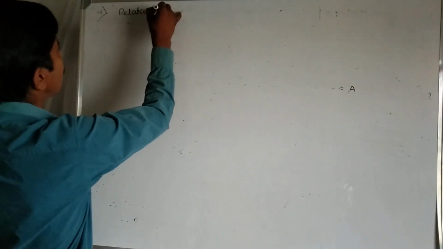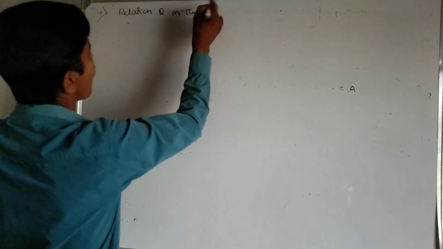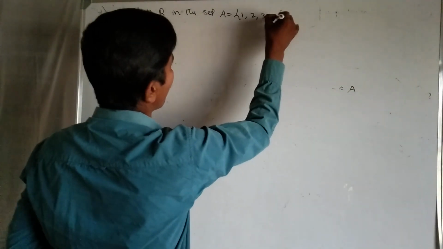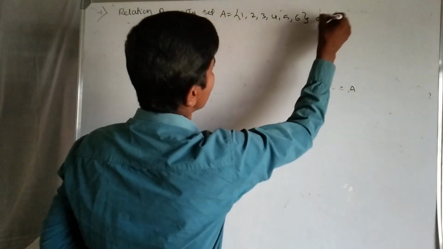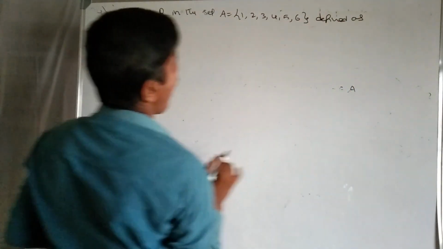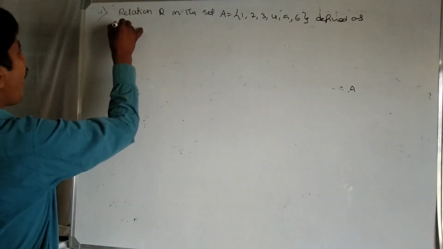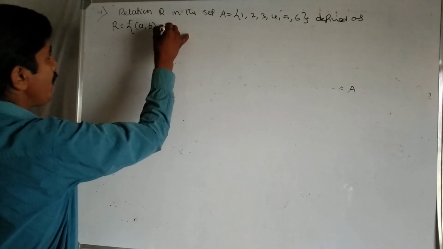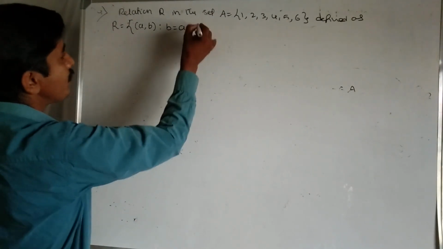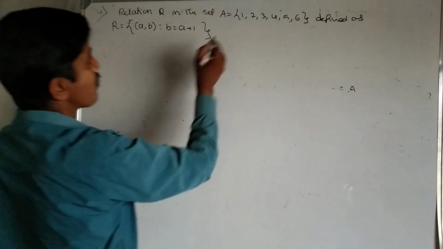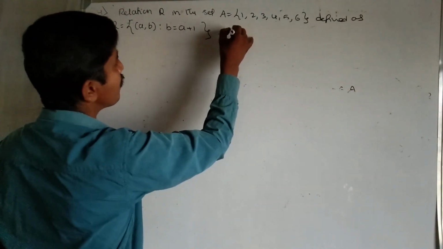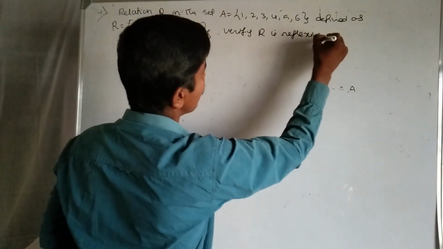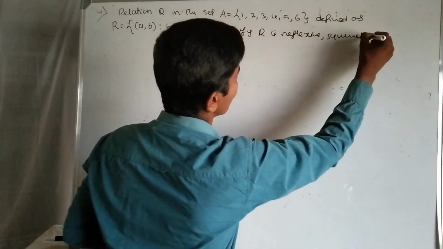Relation R in the set A equal to 1, 2, 3, 4, 5, 6 defined as R equal to a, b such that the relation between a and b is b equal to a plus 1. Verify whether R is reflexive, symmetric or transitive.